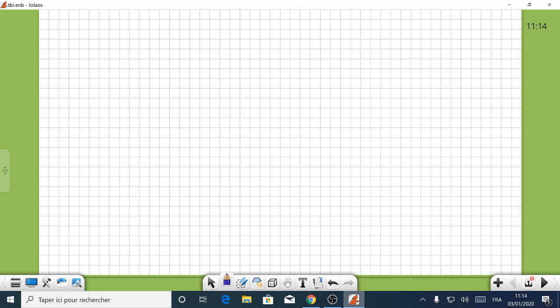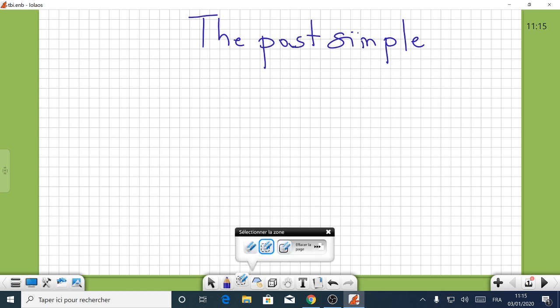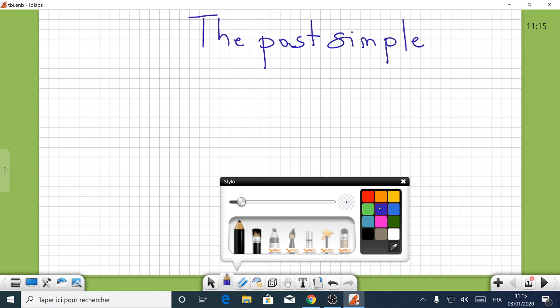So first of all, I start by writing the title. The past simple. Right. So the past simple, or of course we can say the simple past in English. Both of them are possible here. So we say the past simple or the simple past. Okay. Now, when we talk about the simple past, it is a tense like all the English tenses, as you know.